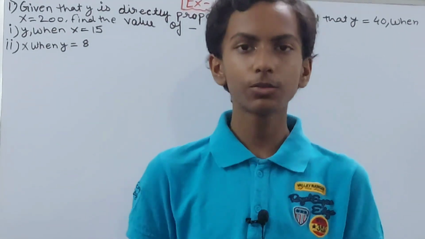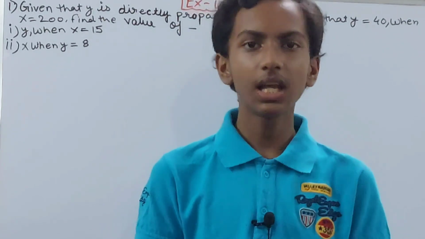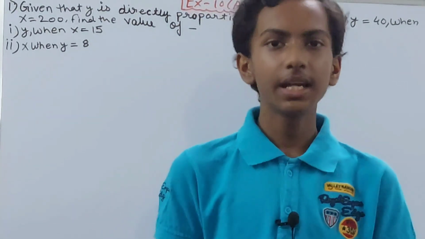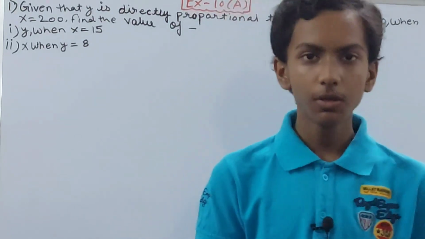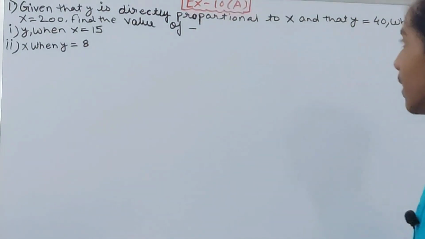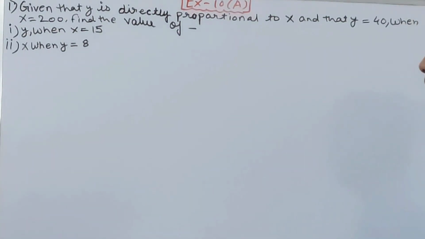In this video we are going to solve ICSE Mathematics class 8 chapter 10 direct and inverse variation exercise 10a question 1. It is given that y is directly proportional to x and that y is equal to 40 when x is equal to 200, find the value of.